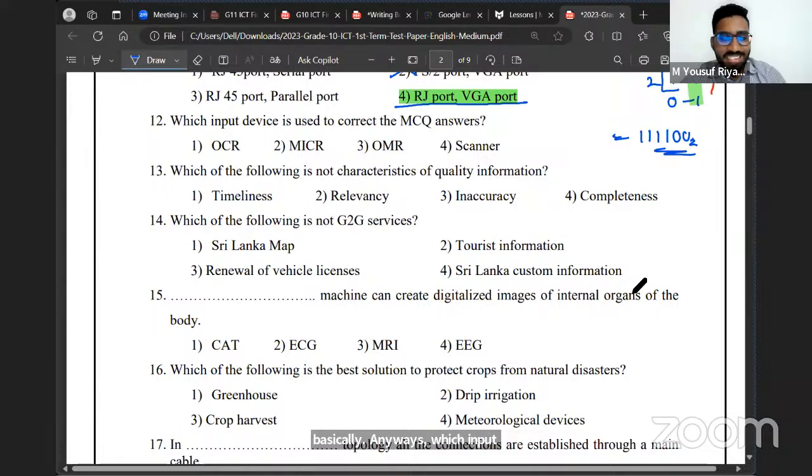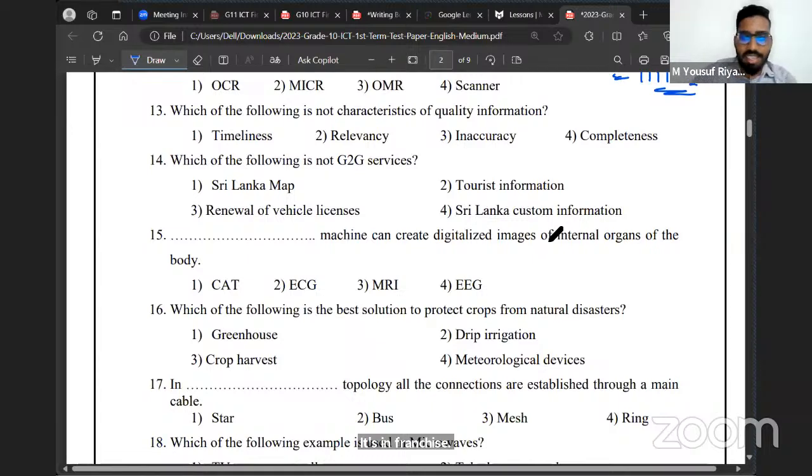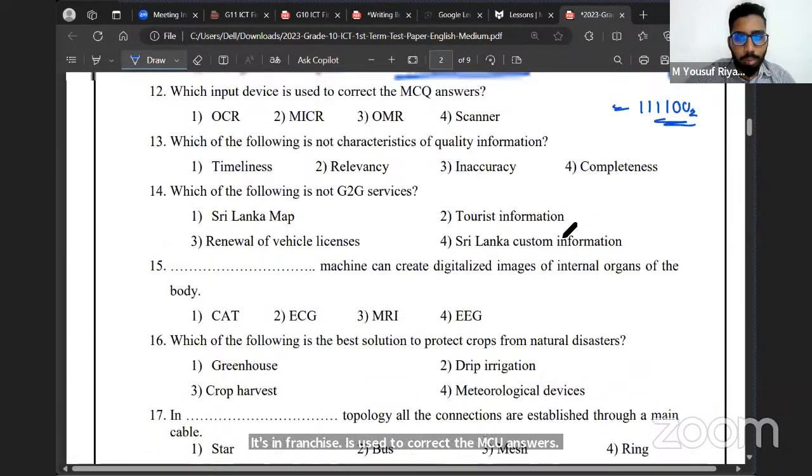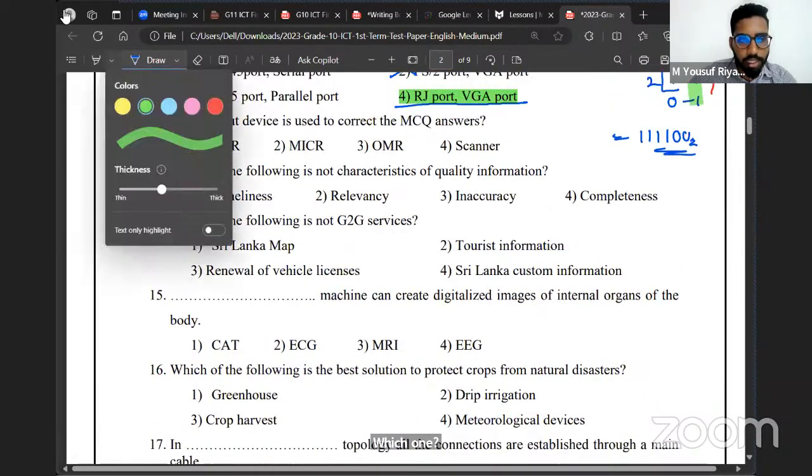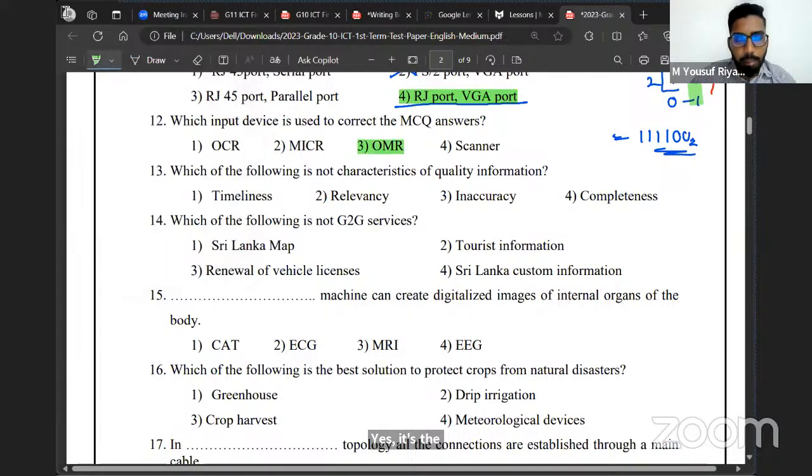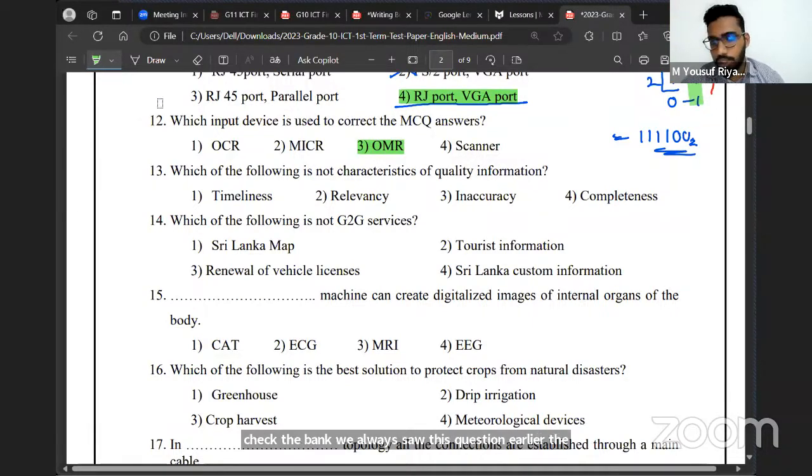Anyways, which input device is used to correct the MCQ answers? Which one? Yes, it's the OMR. OMR is only used to correct the MCQ answers. Perfect. MICR is used to check the bank. We already saw this question earlier. The bank checks. OCR is to scan the words from a picture or something. A scanner you can use to scan documents and anything else in general.